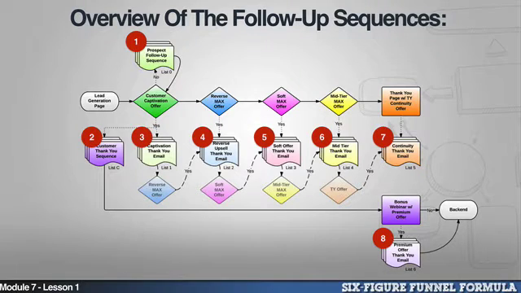In this lesson, I want to start by giving you an overview of the different follow-up sequences that make up the six-figure funnel formula. Now you can see from our funnel formula map that there are 8 different sequences, 8 different email lists, email follow-up sequences that make up the entire follow-up campaign, if you will. And I'm going to walk you through each one of these.